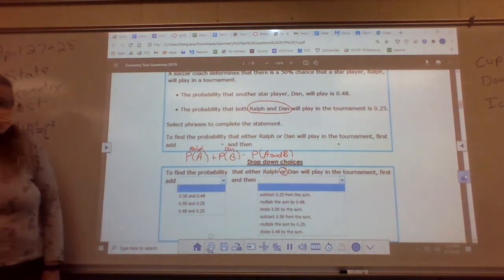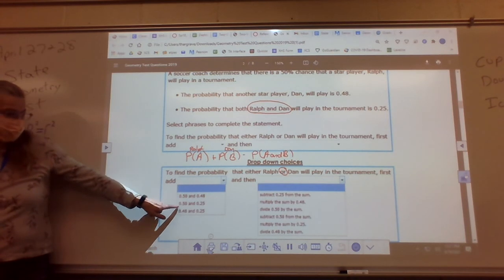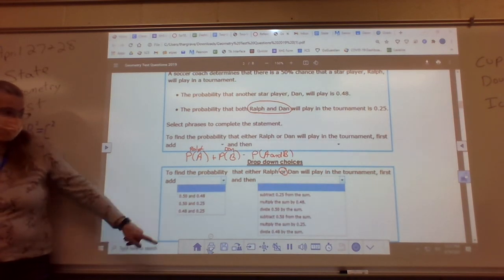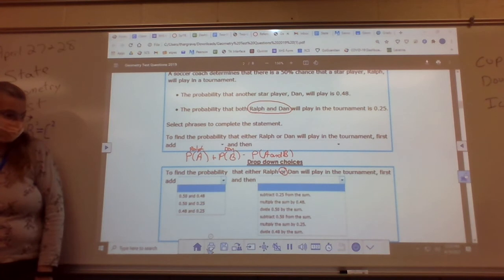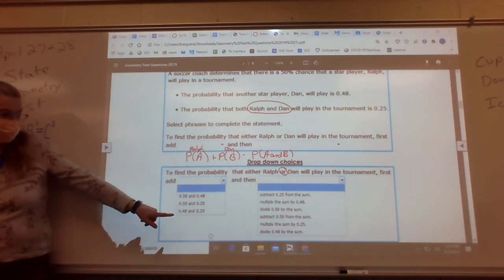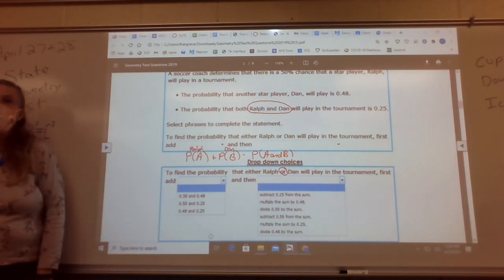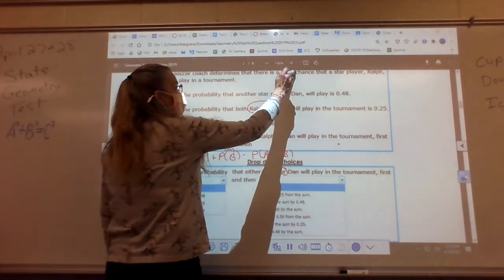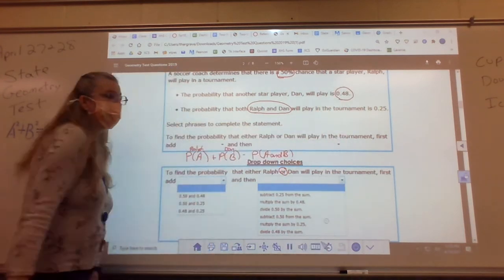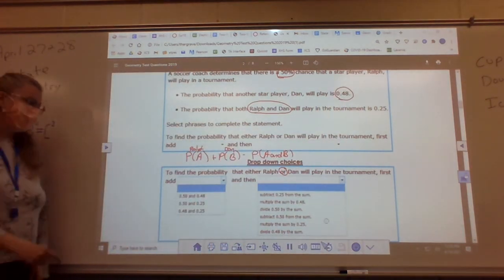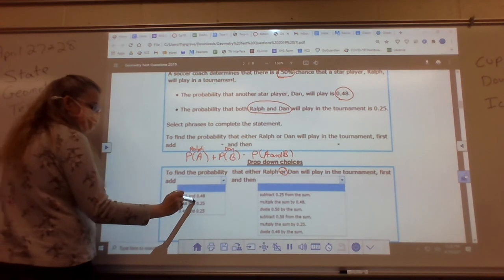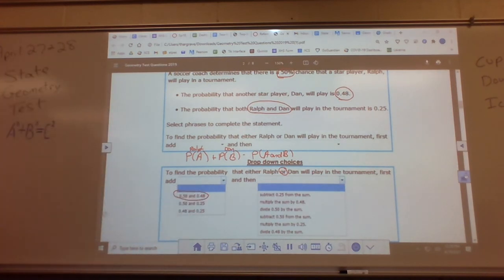Well, that's the first part. So which one of these three am I going to have to do for the first part? Add 0.5 and 0.48, add 0.5 and 0.25, add 0.48 and 0.25. I'm adding the 50% and the 0.48, because that's Ralph and Dan. Well, 50% is 0.5, so that's this one. So I'm adding Ralph and Dan together. So right now that looks like a 0.98 or a 98%.